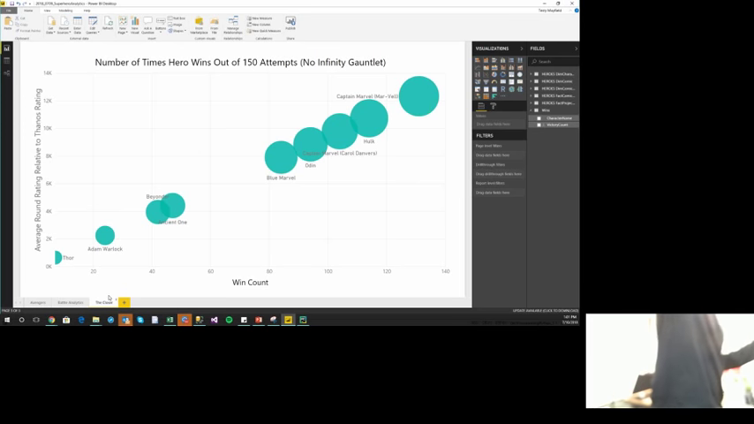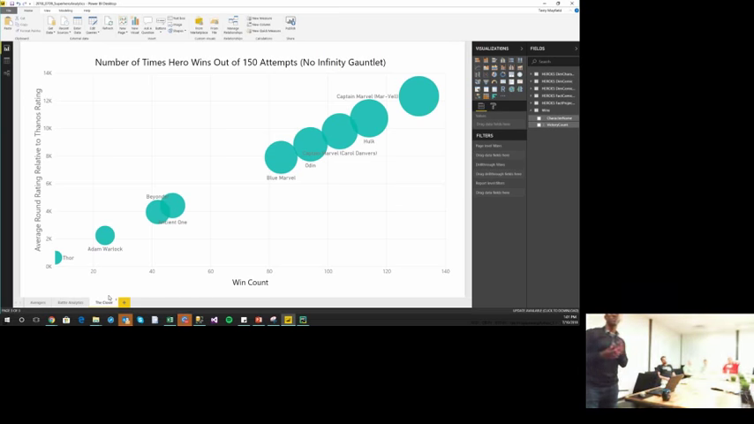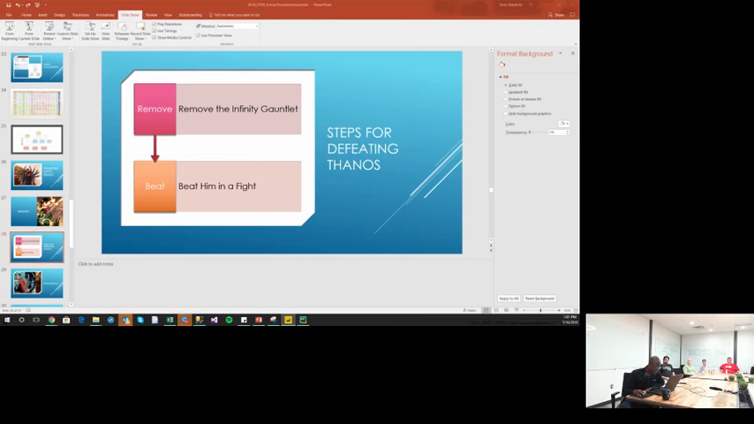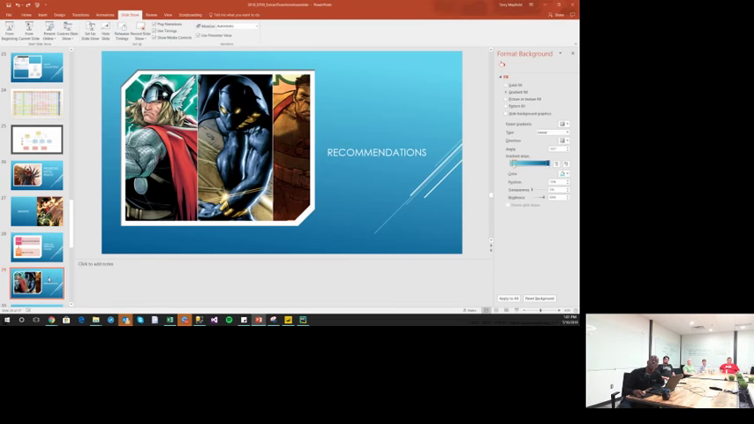You want Captain Marvel, you want Hulk. Thor wins 7 out of 150 times. Adam Warlock wins 20. But still, these are people you want on your team. So it's important to enlist powerful people. So let's get to the recommendations. That's the last step. What would we recommend to Tony Stark at this point?